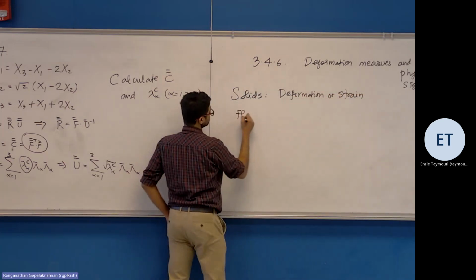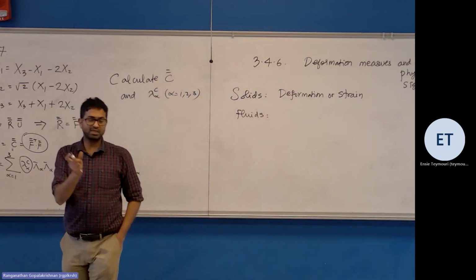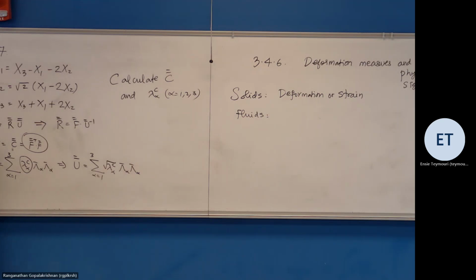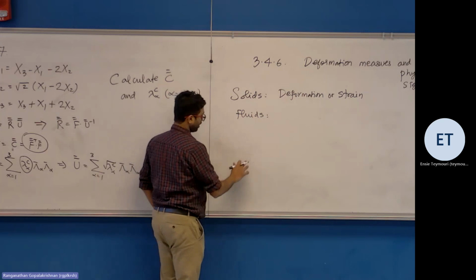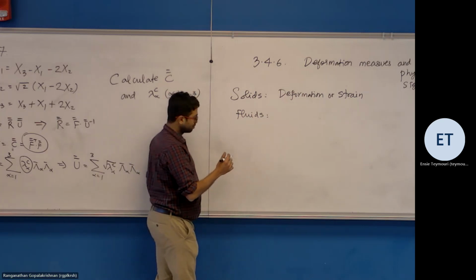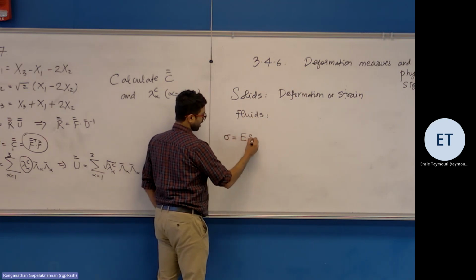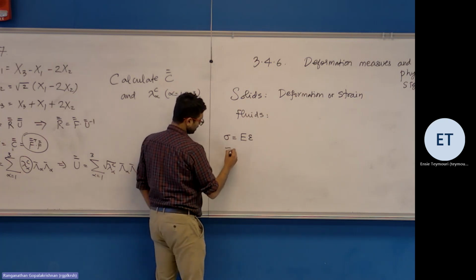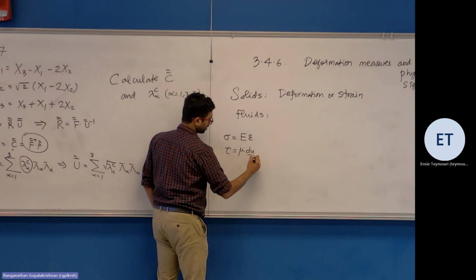and for fluids, can anybody tell me what is important for a fluid? Is it the amount of change in length or is it something else? Do you know? I'll give you a clue. What is Hooke's law? Stress equals Young's modulus times strain. What is Newton's law of viscosity? Shear stress is equal to viscosity times velocity gradient.